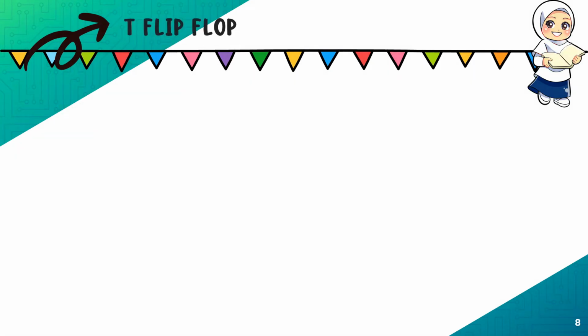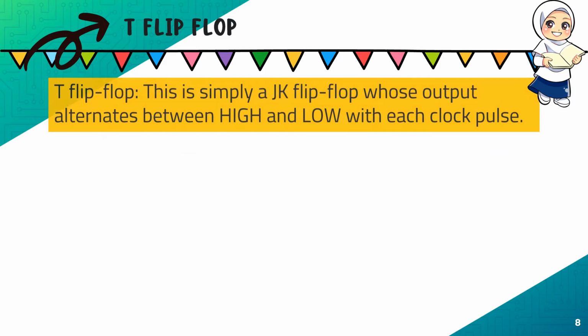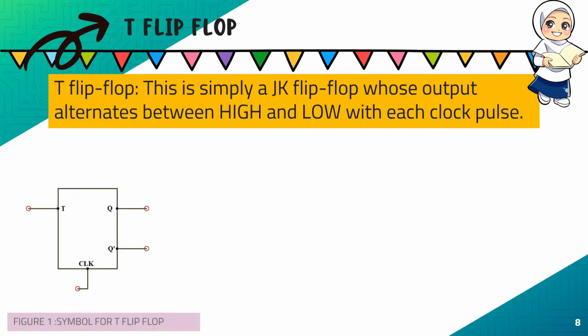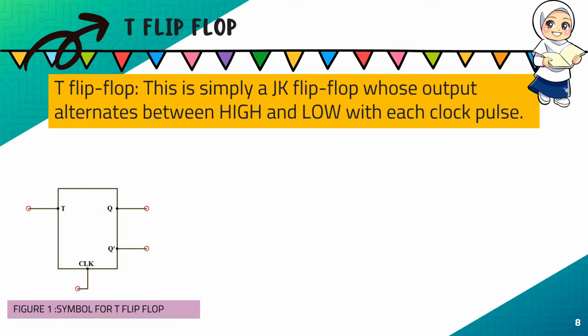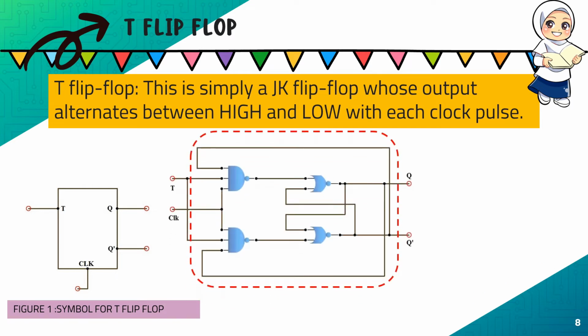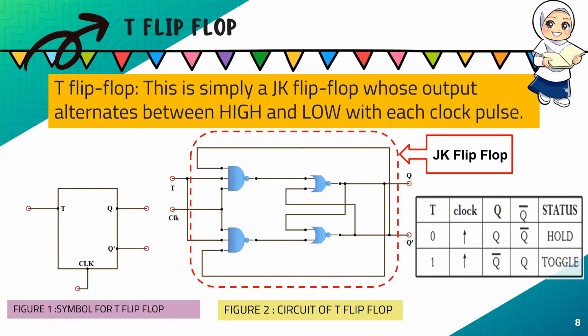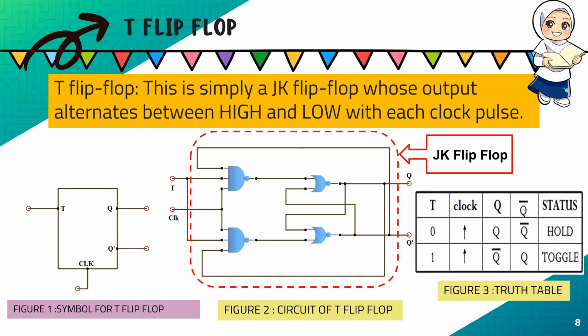The third flip-flop is T flip-flop. T flip-flop is simply a JK flip-flop whose output alternates between high and low with each clock pulse. Figure 1 shows the symbol for T flip-flop. Figure 2 shows the circuit of T flip-flop using NAND and NOR gates. The red line is the JK flip-flop, which is part of the T flip-flop. Figure 3 shows the truth table for T flip-flop.